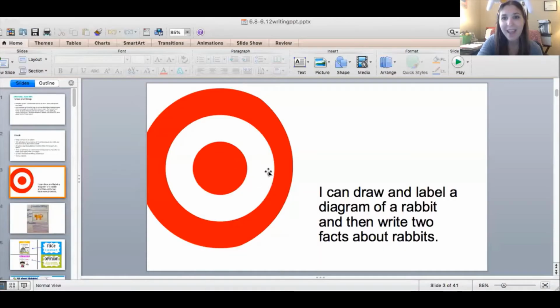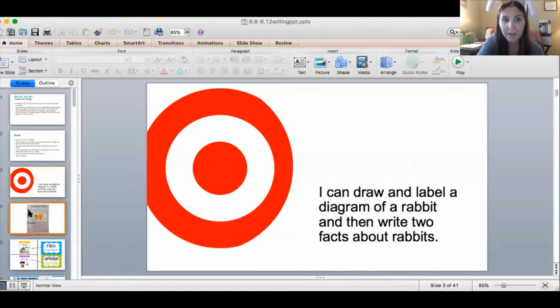Let's read our learning target together. Today's learning target: I can draw and label a diagram of a rabbit and then write 2 facts about rabbits. So we'll start all of this learning target together, and then at the end of the video, I'll have you go and hit a couple more parts of our learning target on your own.